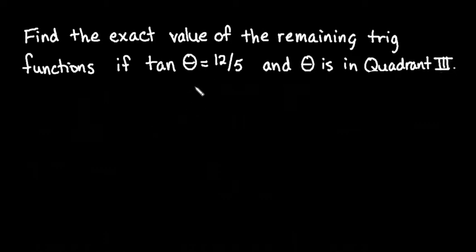If you remember the easiest way to remember our common trig functions, sine, cosine, and tangent: sine is opposite over hypotenuse, cosine is adjacent over hypotenuse, and tangent is opposite over adjacent, or easier to remember is SOHCAHTOA. So I always write this down just to help me out.